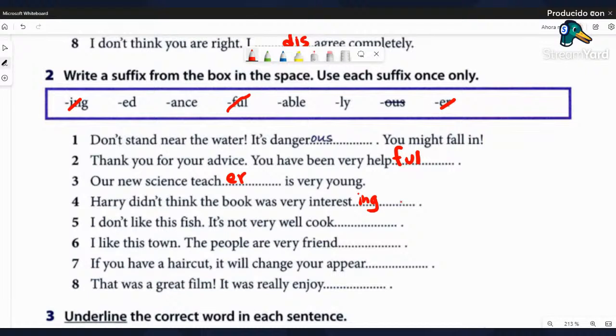Okay, number 5, I don't like this fish. It's not very well... and I have only ed, ends, able, and ly. So cooked, that will be the best one, right? I'm writing a participle adjective here. It's not well cooked. Yes, number 6, I like this town. The people are very friendly. The quality of being friendly, or being a friend, friendly. And we're just missing two of them, ends and able. If you have a haircut, it will change your appearance. Appearance. There you go.